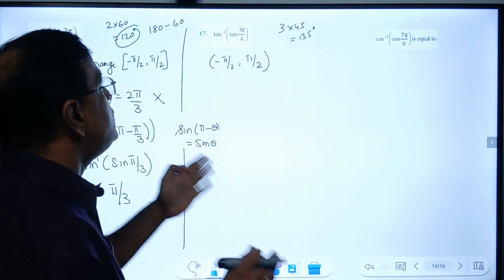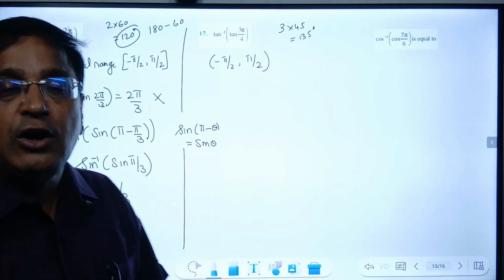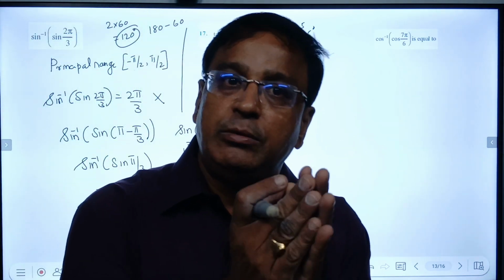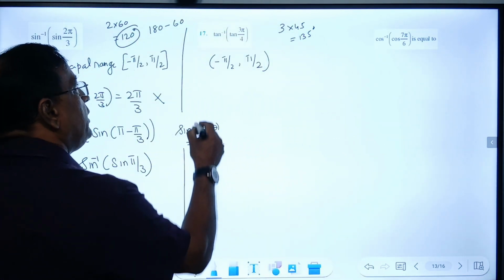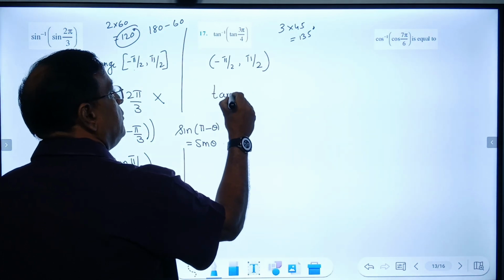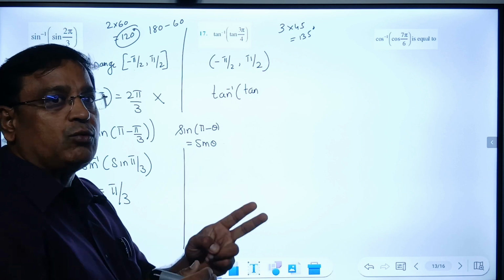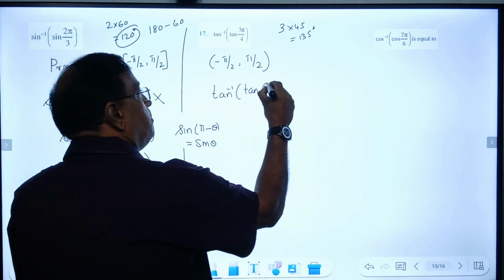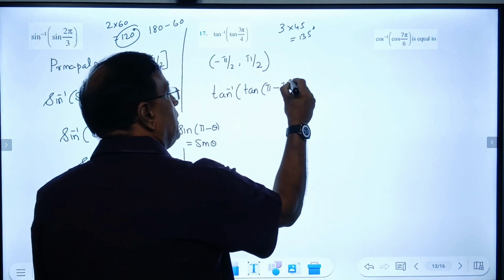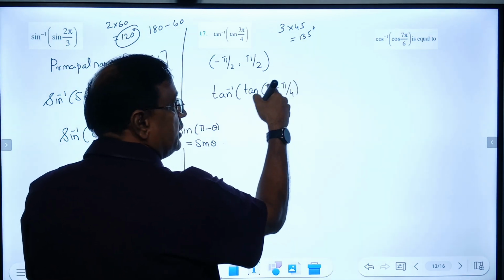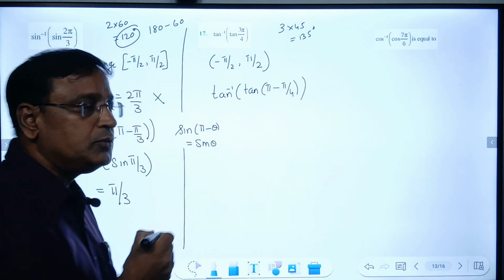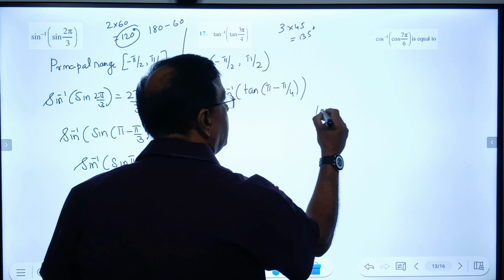So tan inverse of tan 3 pi by 4 cannot be written as 3 pi by 4. It will be wrong. So instead, what do we do? This is tan inverse of tan 135, which is in the second quadrant. So I will write pi minus pi by 4. Take LCM and see, you get 3 pi by 4. Correct? Now what is tan 180 minus theta?